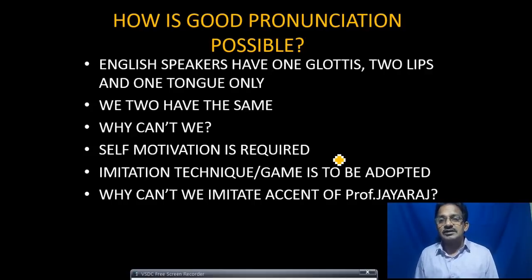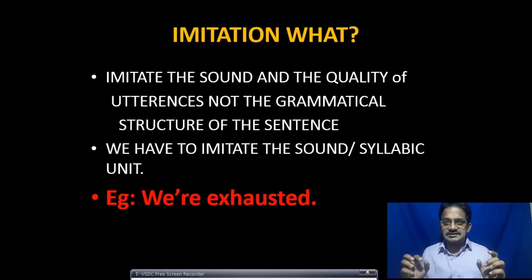And imitation, what do we imitate? Imitate the sound and the quality of utterance, and not the grammatical structure. What we imitate is the sound and how a word is pronounced and how beautifully the word is uttered. That is to be imitated, but not the structure, whether the sentence is active voice, whether the sentence is past tense, what is subject here, what is object here.